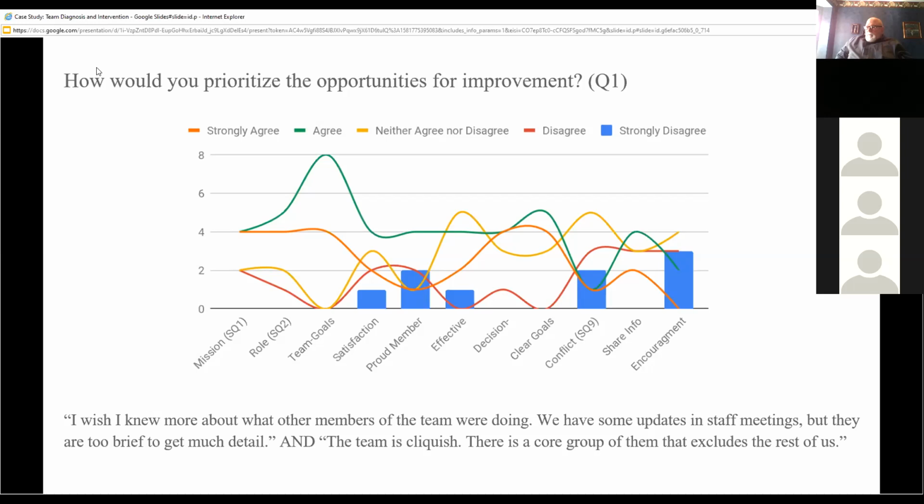And once again, we just brought out some of the open-ended question data that really highlighted why these are areas for improvement. As all of our cohort talked about, the team being cliquish and, you know, just not feeling inclusive of everyone really is impacting the culture and probably the productivity of this group.